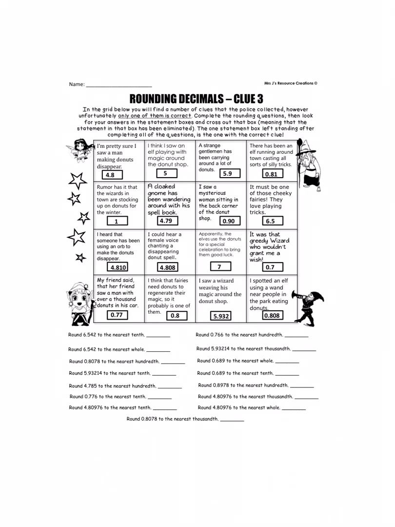Hey friends, let's get started on our third clue sheet for the Disappearing Donuts challenge. Let's begin by reading the directions. Here we're told to use the grid and find a number of clues that the police have collected. However, unfortunately, only one of these clues is correct.